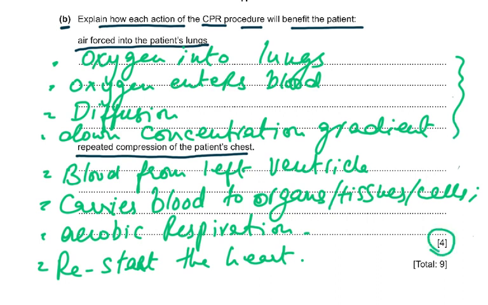Then blood from the left ventricle is carrying blood to the organs and the aerobic respiration and the restart of the heart. So you can see how the 8 mark scheme points, but any 4 of these would have got you the 4 out of 4, which teaches you a very important lesson: you write more, even though you think it may not be a mark scheme point, because if it's irrelevant, there's no negative marking.